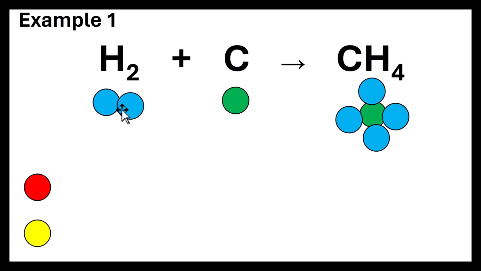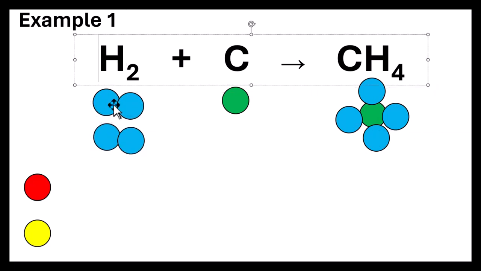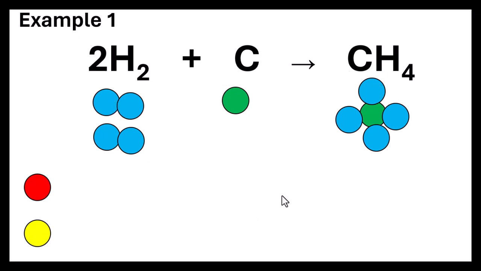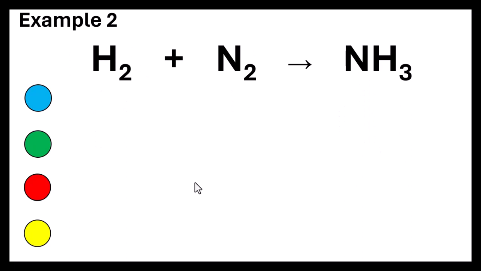So we need to fix that. And the way we can do that, as you know, is to add another one of these groups. And so we're going to put a 2 in front of there, and now we've got this all balanced. Let's look at a second example.